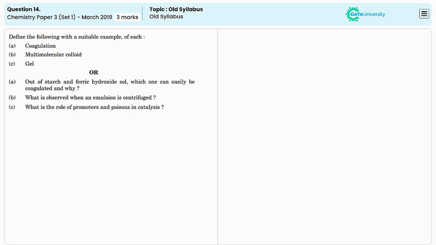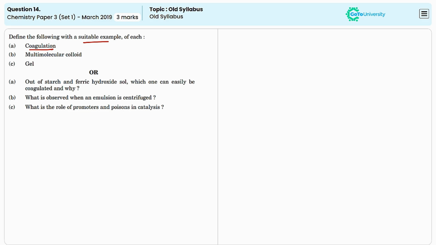In this question, we have to explain the given terms with suitable examples. The first one is coagulation. Coagulation refers to the process of aggregating colloidal particles to produce larger clusters or precipitates which then separate from the dispersion medium. This usually occurs when a coagulating agent like an electrolyte is added to the colloidal solution.